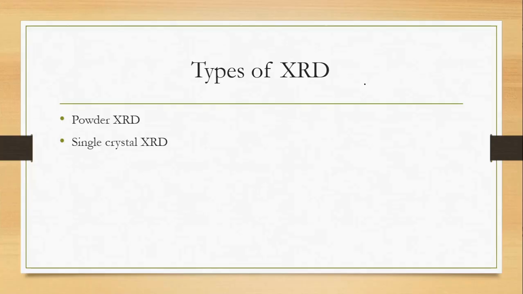Next is types of XRD, and normally they are put into two categories. One is powder XRD and the other is single crystal XRD. From the name you can tell that in the first one we just use a powder, and a powder is normally in the form of a polycrystalline. Polycrystalline just means you have different types of crystals, with different arrangements. Single crystal just means it's one type of crystal.